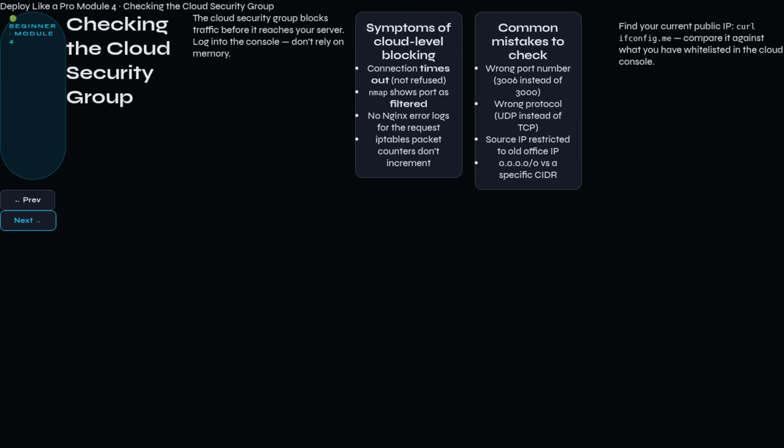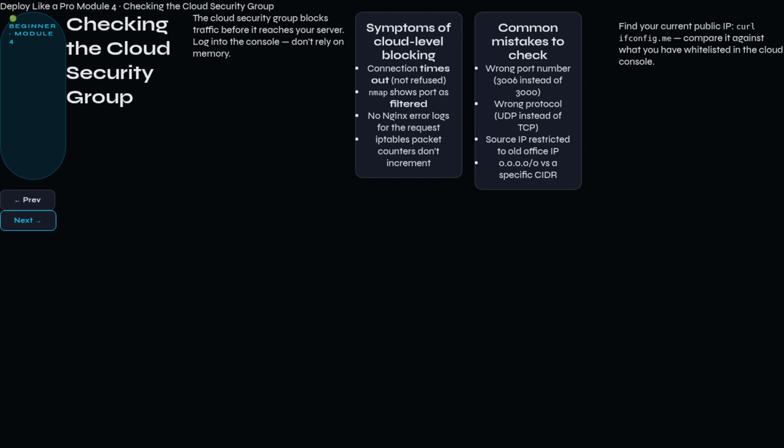The cloud security group is the outermost layer. If it's blocking traffic, nothing on your server matters, you'll never see the packets. Signs the cloud security group is the problem: connection times out, not refused. The connection appears to hang and eventually times out. Filtered in nmap output. This is characteristic of packets being silently dropped by an external firewall.